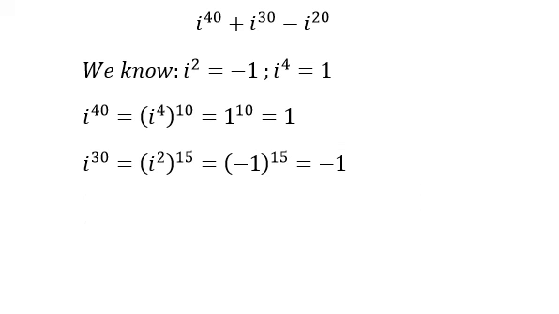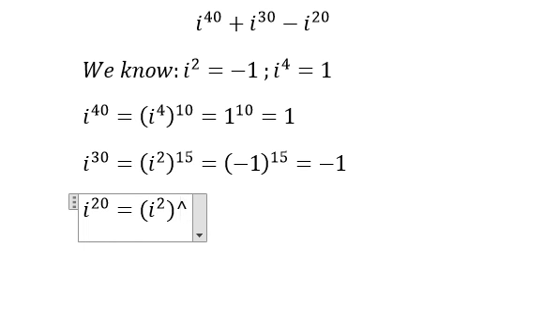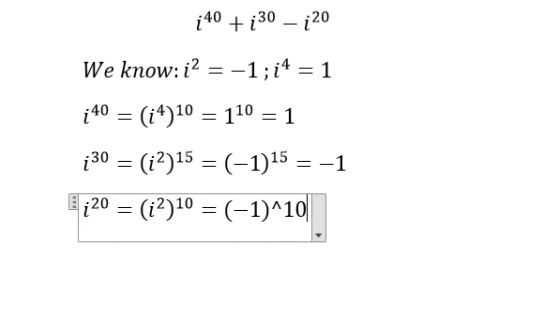Next i^20, so we got i^2 with power 10 outside, and this is (−1)^10. Power 10 is an even power, so you get 1.